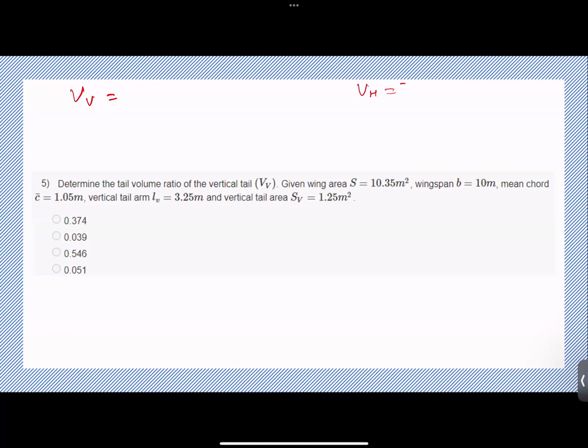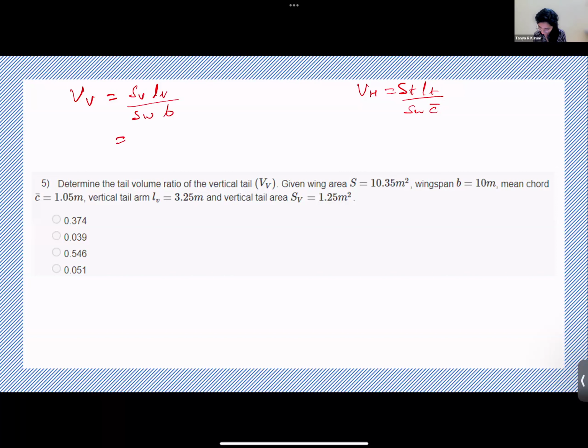ST LT by S wing into C bar. Okay. Now what would it be for VV, vertical tail volume ratio? Instead of C, it's B. Exactly. So it will be SV LV by S wing into B. So the reference area in this case is the span. So just quickly substitute all the values and let me know the answer.